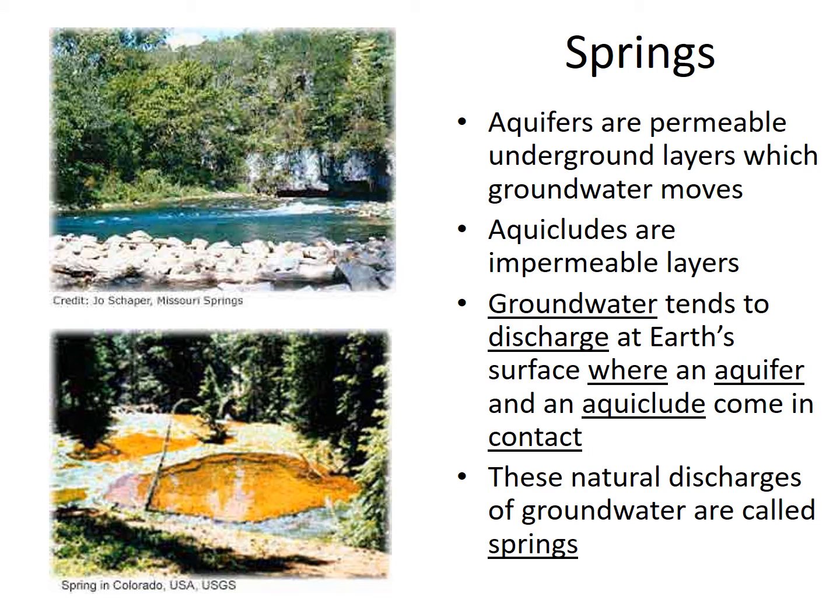So where is this water coming out? And it's coming out at springs. So as I said, aquifers are permeable underground layers in which the groundwater moves. Aquicludes are, again, those impermeable layers. Groundwater tends to discharge at the Earth's surface where an aquifer and an aquiclude come into contact. And these natural discharge areas are called springs.